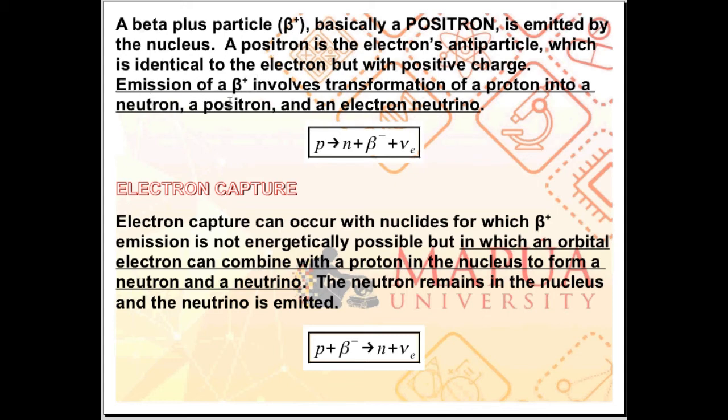Emission of a beta plus particle involves transformation of a proton into a neutron, a positron, and an electron neutrino. So proton is transformed into a neutron, positron, and an electron neutrino. So this should be beta plus, not beta minus. Okay, so correction here, this should be beta plus.